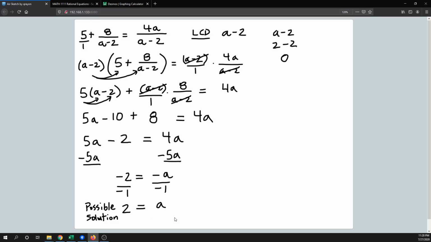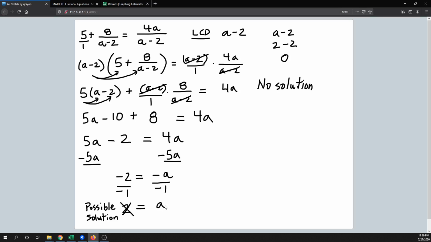So I'm going to come down here and cross that out. The problem was that there is no solution to this equation. So the answer here is that there is no solution. We only had one possible solution, and we had to throw it out.